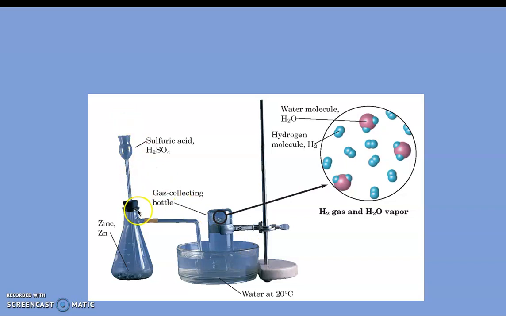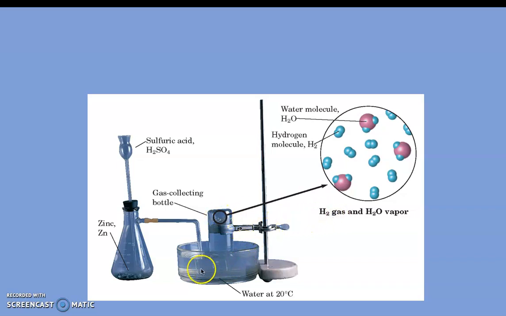Okay, this is a system where you generate gas. It's a lab that can be done, where you take zinc and you add sulfuric acid and you get a gas. What gas do you get? Well, you get H2 gas produced. So in this container right here, you have H2 gas.